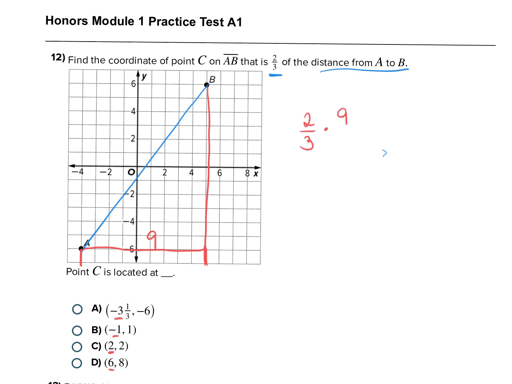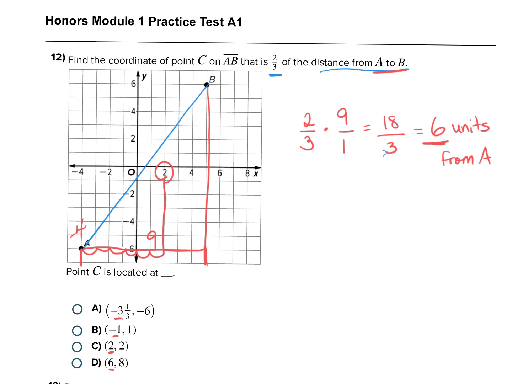So if I have a length of 9 and I want 2/3 of 9, remember 2/3 of any number just means we're going to multiply 2/3 times 9, which gives me 18/3, and 18 divided by 3 is 6. So that means that 2/3 of AB, specifically the x coordinate, is 6 units from A. And I know it's A because it says A to B. So from A, which is at -4, I can count 6 units. 1, 2, 3, 4, 5, 6, which brings me to +2.